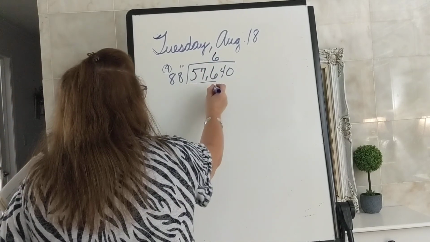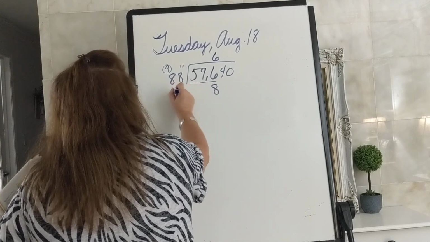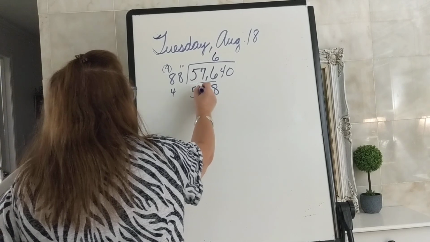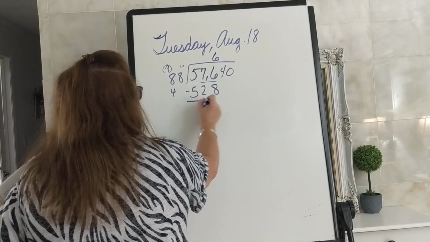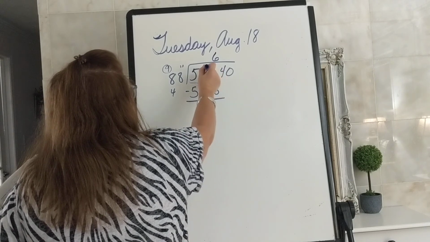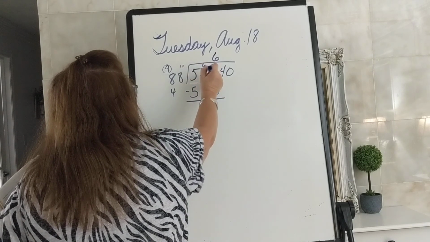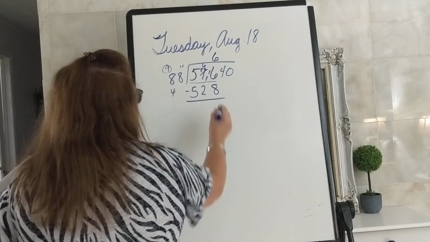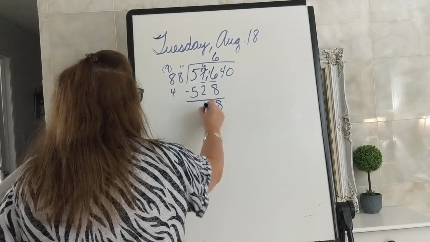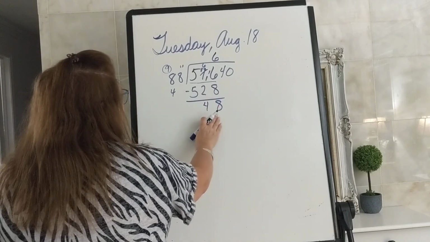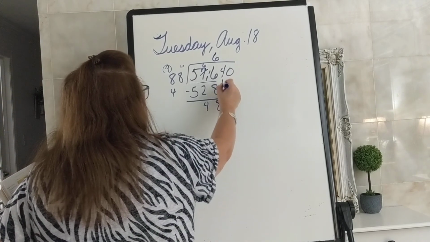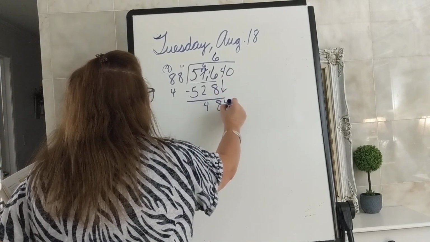8 times 6 is 48. Put 8 down, carry the 4. 8 times 6 is 48, plus 4 is 52. So we are ready to subtract. We can't say 6 minus 8. Go next door to your 7, cross it out and make it a 6. Now we have 16 minus 8 is 8. We have 6 minus 2 is 4. Is 48 smaller than our divisor 88? It is. So we bring down our next digit, which is a 4.